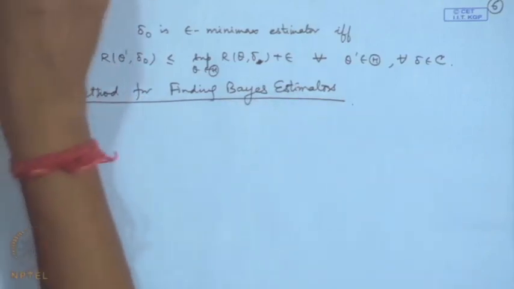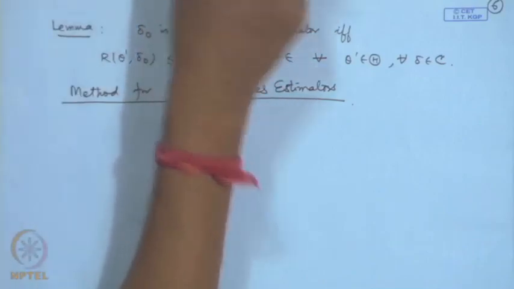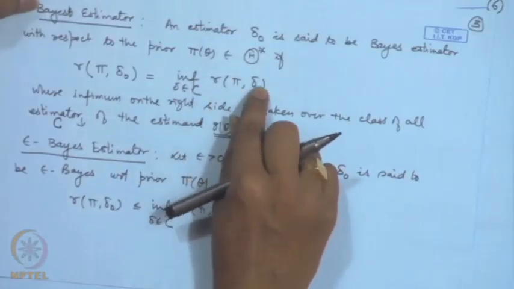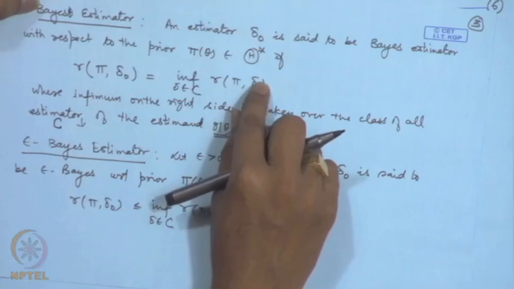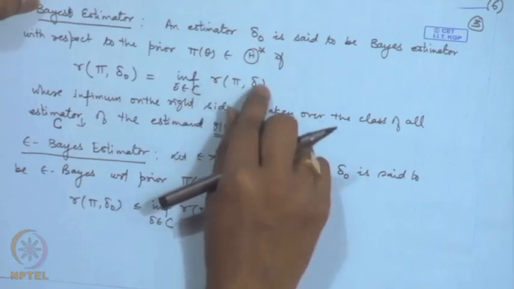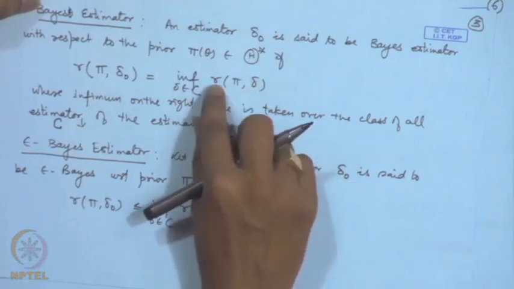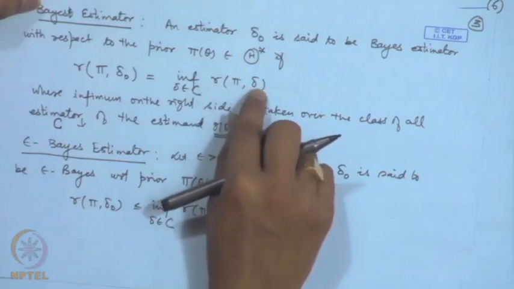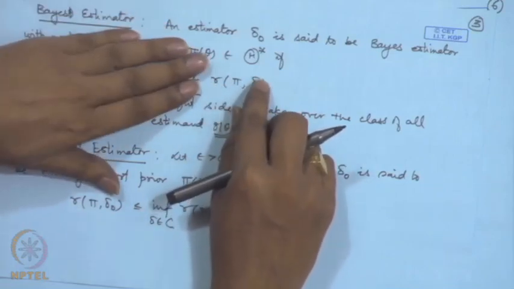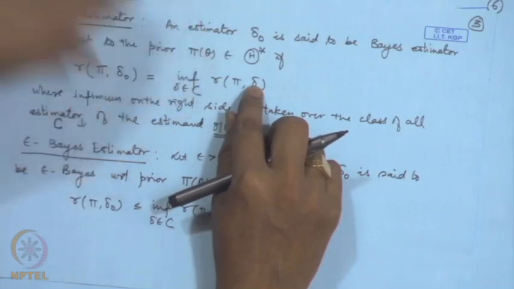So, according to the definition, we must calculate r pi delta for every estimator delta and then see among all such values which one is minimizing, that is, we should be able to minimize r pi delta with respect to delta. So, let us look at this function.